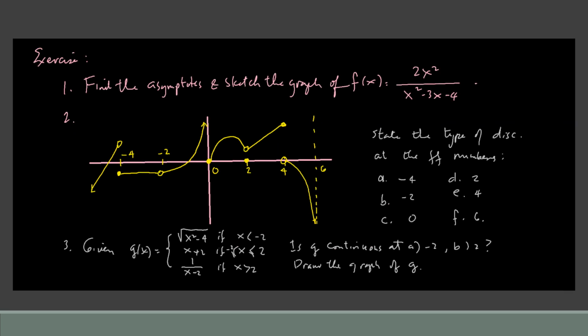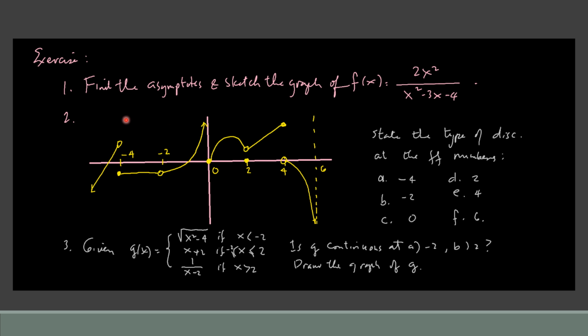As for the exercises about asymptotes and continuity, you work on the following numbers. Number 1, you find the asymptotes, if any, both horizontal and vertical, for the given function and sketch its graph, where f of x is equal to 2x squared all over x squared minus 3x minus 4.